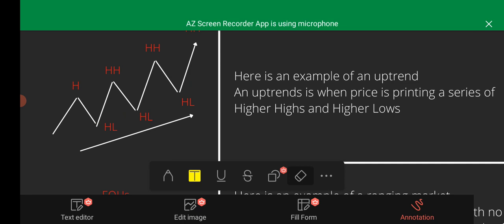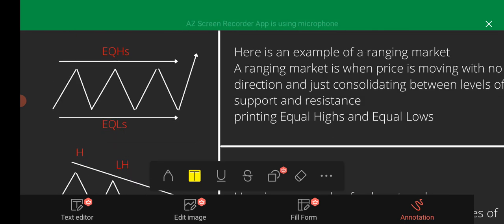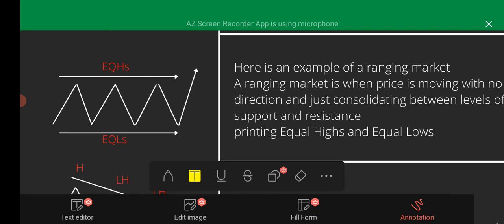But when we are explaining about consolidation here, we see the market creating a series of what we call equal highs and equal lows, which is what we call support and resistance. So that is what is created when we are in a consolidation.